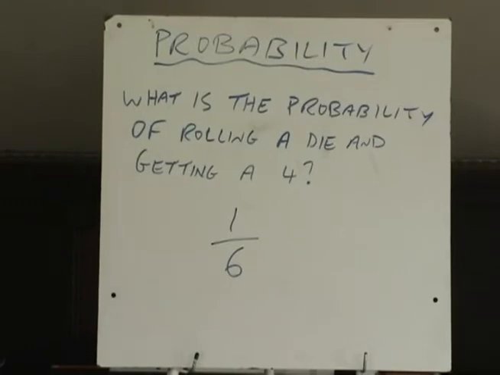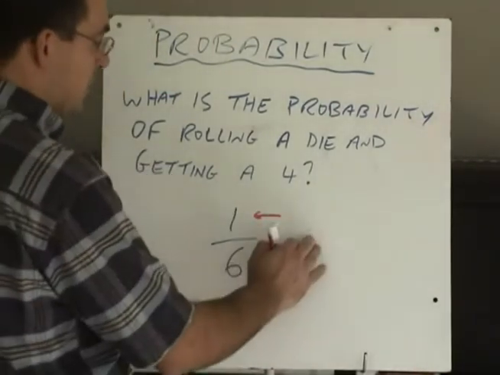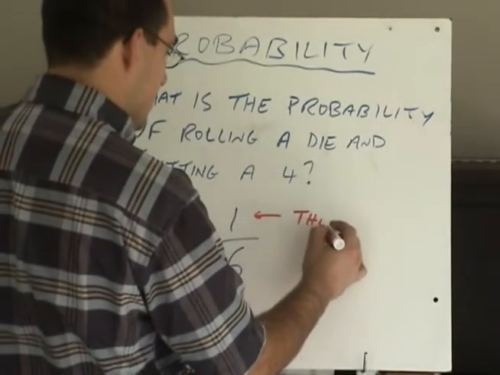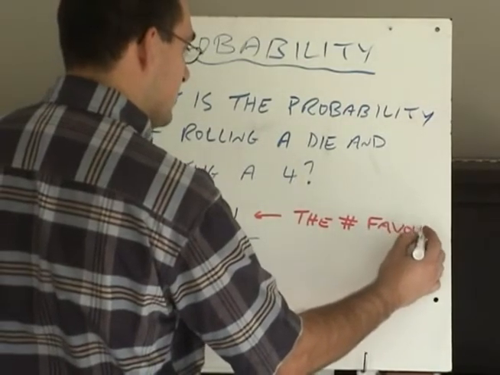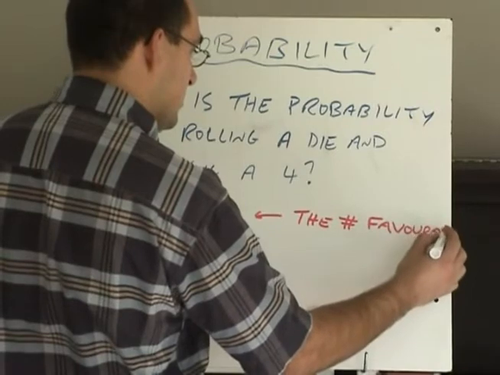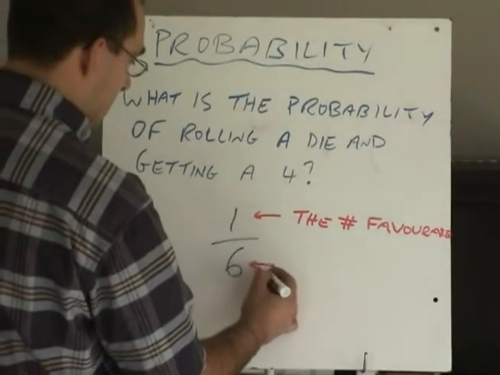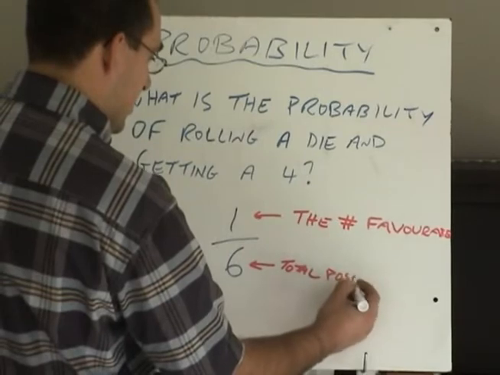Why do we say it's 1/6? Well, if you remember back, probability can always be determined by placing in the numerator the number of favorable outcomes. The number of favorable outcomes goes in the numerator, so I wanted to get a 4. There's only one 4 on the die. And down here is the total possible outcomes.